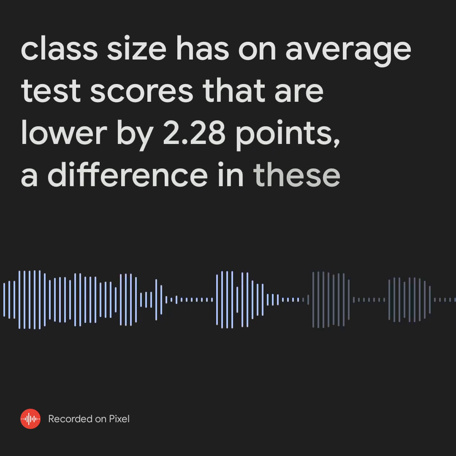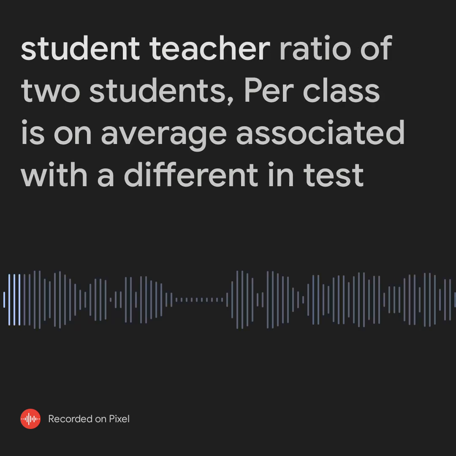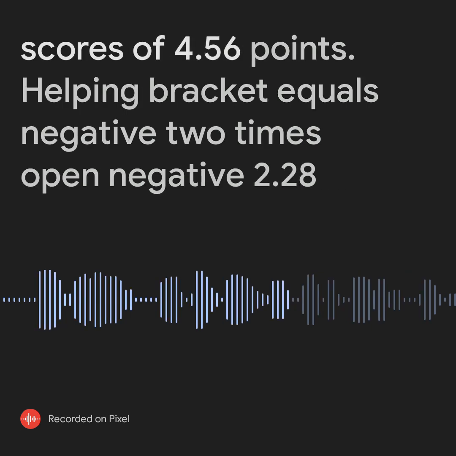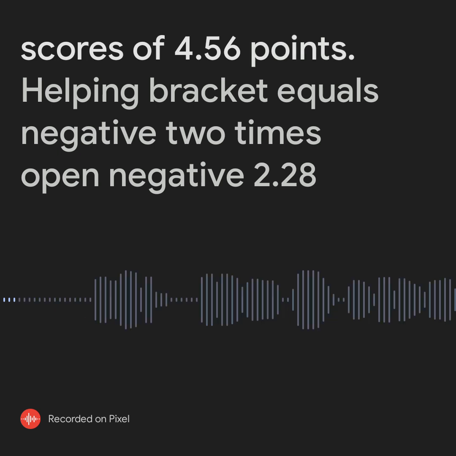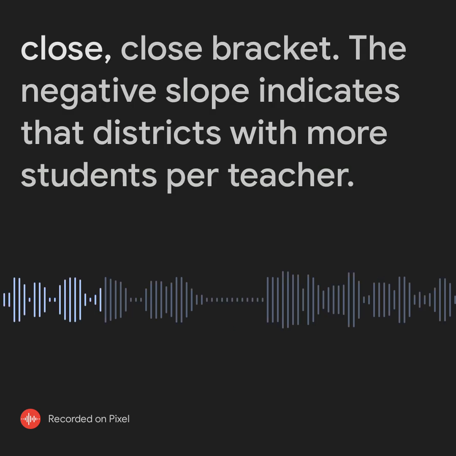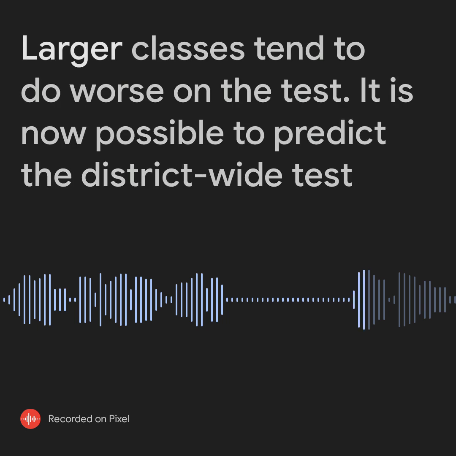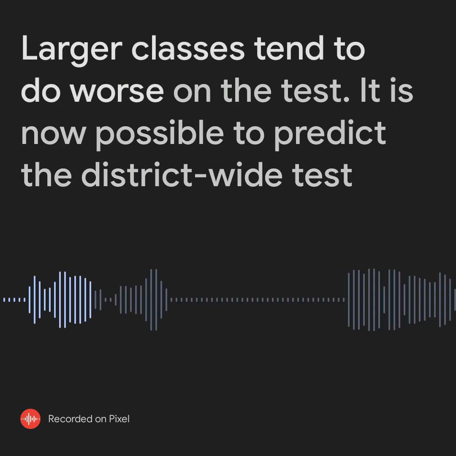A difference in the student-teacher ratio of 2 students per class is on average associated with a difference in test scores of 4.56 points (equals negative 2 times negative 2.28). The negative slope indicates that districts with more students per teacher, larger classes, tend to do worse on the test.